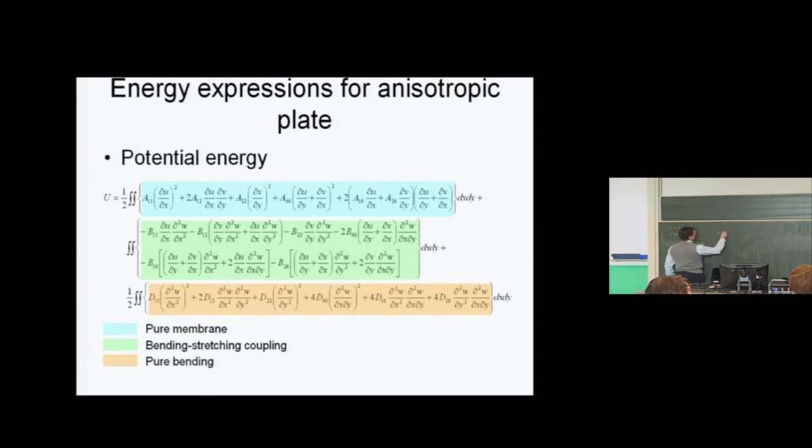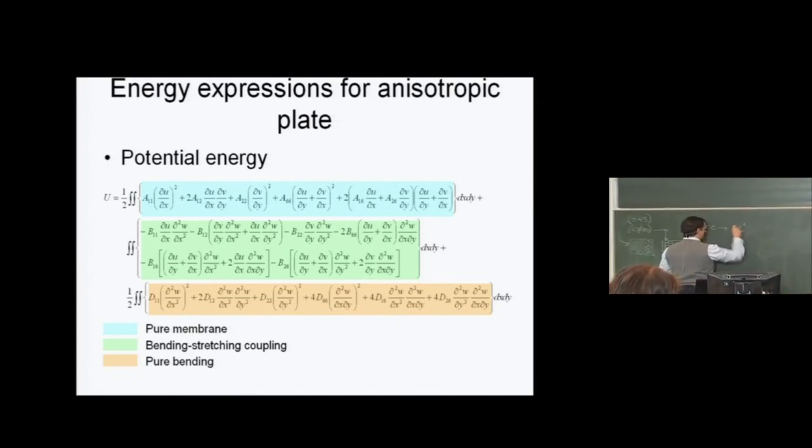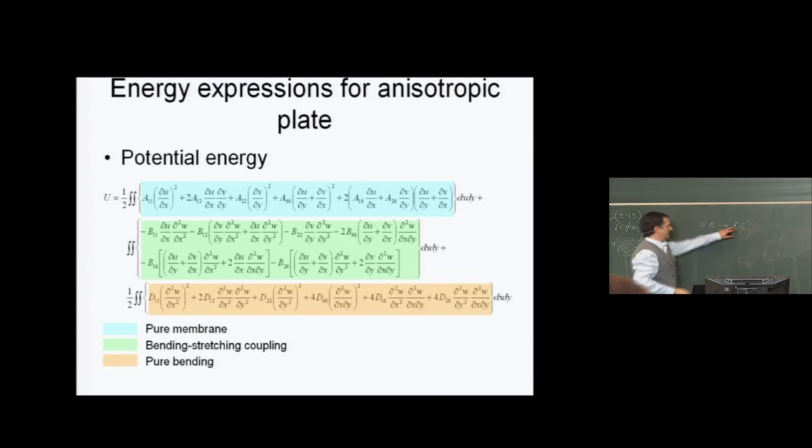It's always a product of stress times strain that goes into the energy, and that, if you do it in terms of displacements, would be epsilon squared. You would have terms like Young's modulus times epsilon squared. And you know, for example, that epsilon x is du by dx. So you would expect to see a du by dx squared term.